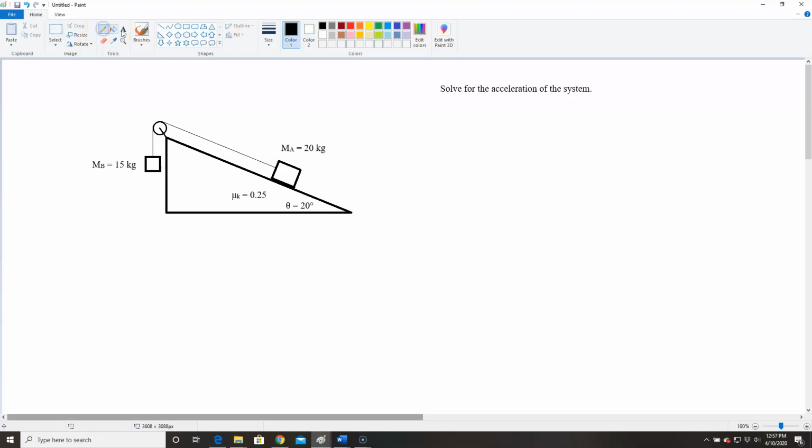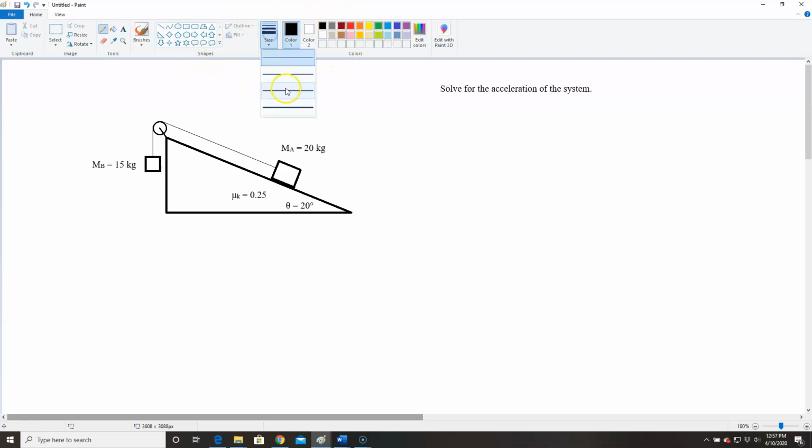So for the video today, I'm going to walk you through how to solve the following problem. Your goal is to find the acceleration of the system. We have two blocks. One of them has a mass of 20, the other 15. We have a coefficient of kinetic friction of 0.25 between block A and the ramp, which is at a 20-degree incline.